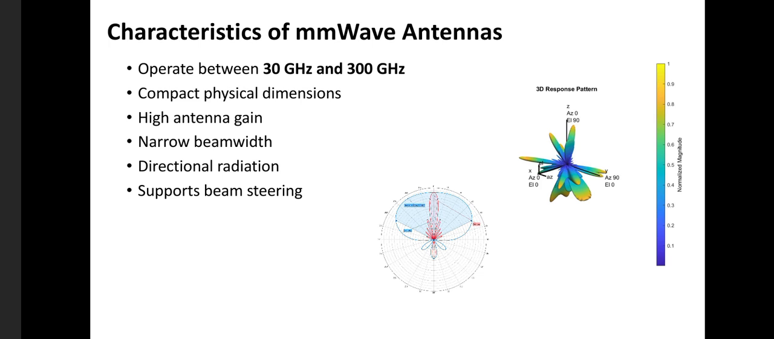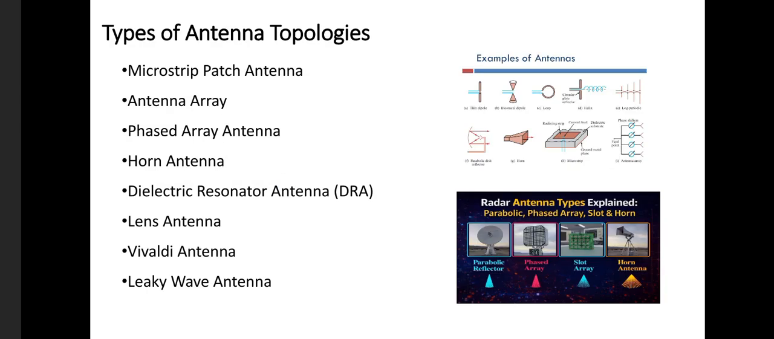Characteristics of millimeter wave antennas: they operate between 30 GHz to 300 GHz, and they should be very compact. Since they are millimeter wave, the size can be in terms of millimeters or nanometers, and the gain has to be very high to compensate the scaling and degrading effects. And the beam width has to be very narrow. Whenever we are using directional antennas, the beam will be a very narrow one, and with directional radiation, it should support beam steering.